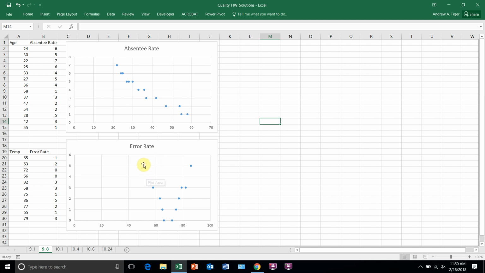On the temperature error rate, you can see that we've kind of got a spot. It's a non-linear type effect. When we deviate much from around 70 or so, our errors increase. So when it gets really cold, our errors increase. When it gets really warm, our errors increase.